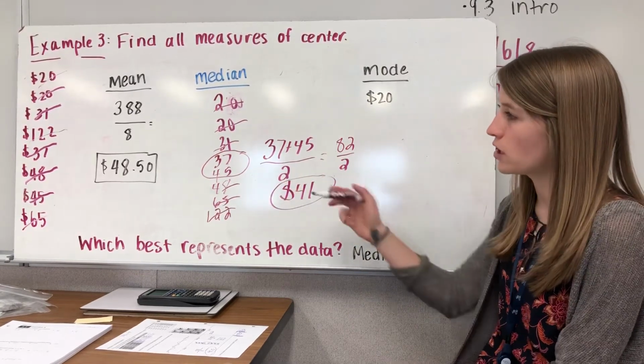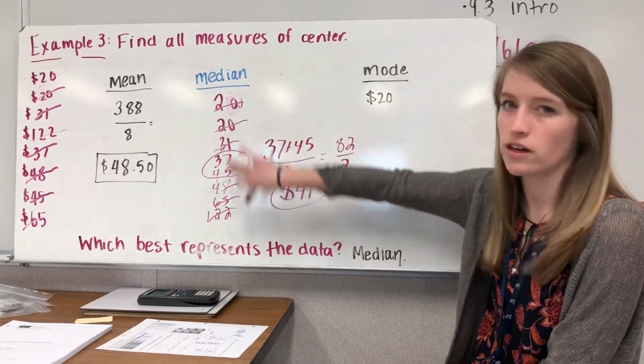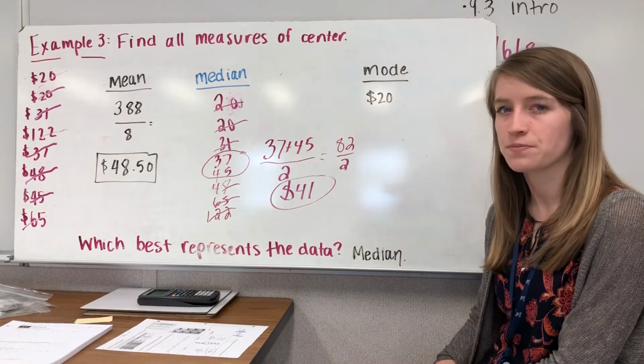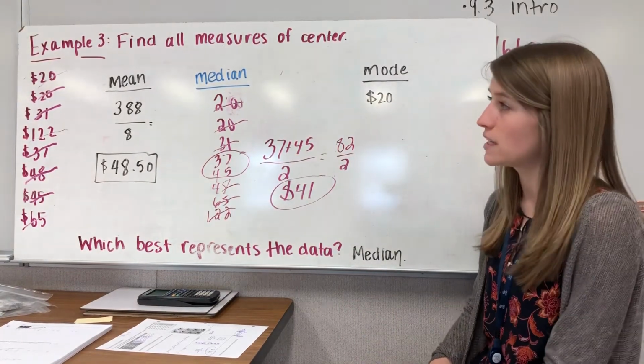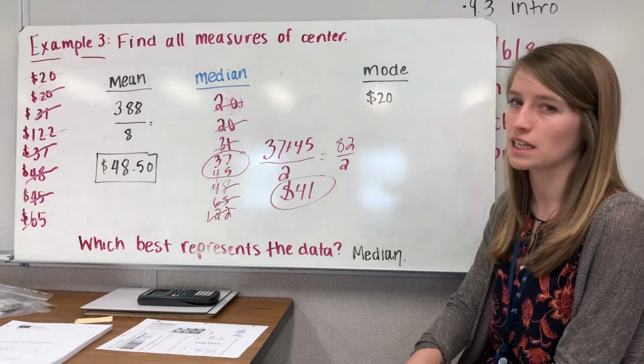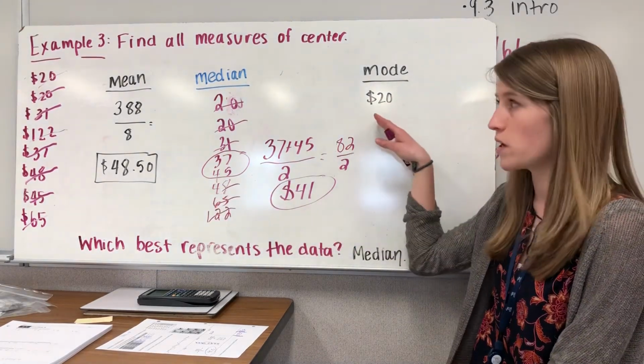Our mode, again, we look at what's the most common number. Well, 20 is listed twice. We don't have any other sneakers that cost $20, so our mode is $20. Our last step with measures of center is to look at these 3 numbers and say which one best describes our data set listed. We have $48.50, $41, and $20.